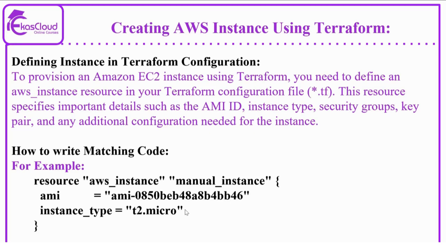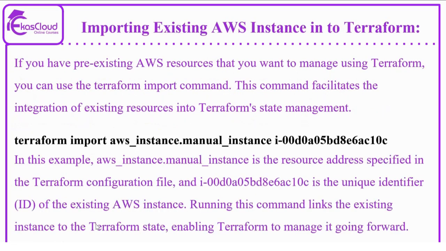This is used to match the manual instance with the Terraform code. This is a sample code. You have to specify the name of the resource, AMI ID, and instance type accordingly. Importing an existing AWS instance into Terraform. If you have pre-existing AWS resources that you want to manage using Terraform, you can use the terraform import command. This command facilitates the integration of existing resources into Terraform state management.